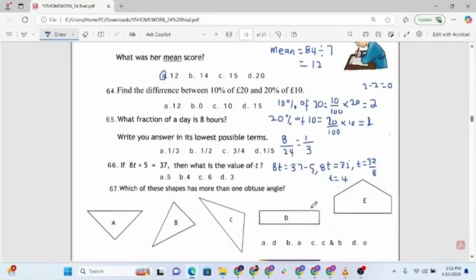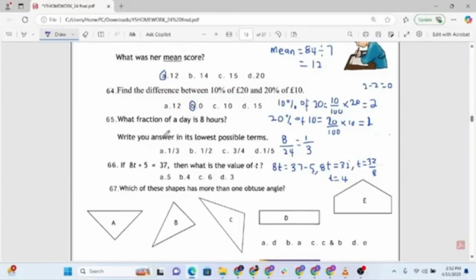Question 64. Find the difference between 10% of 20 pounds and 20% of 10 pounds. The correct answer is option B, 0 pounds. Explanation. 10% of 20 pounds is 2 pounds. 20% of 10 pounds is also 2 pounds. 2 pounds minus 2 pounds equals 0.